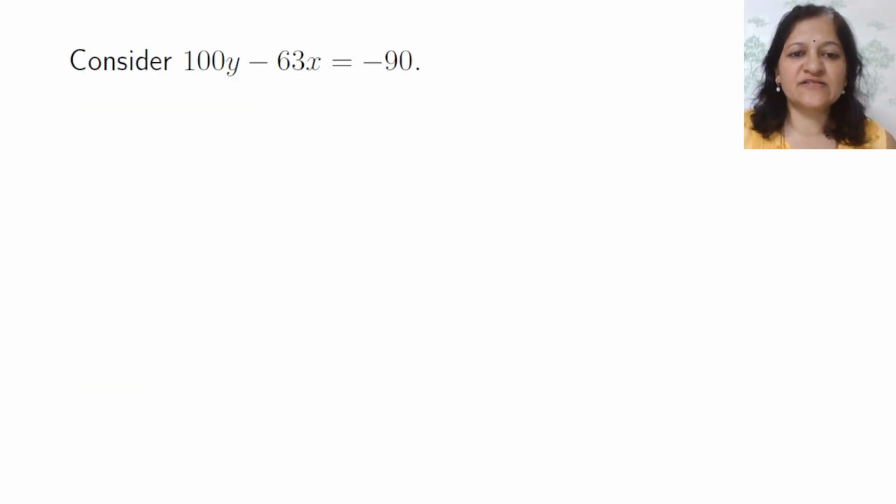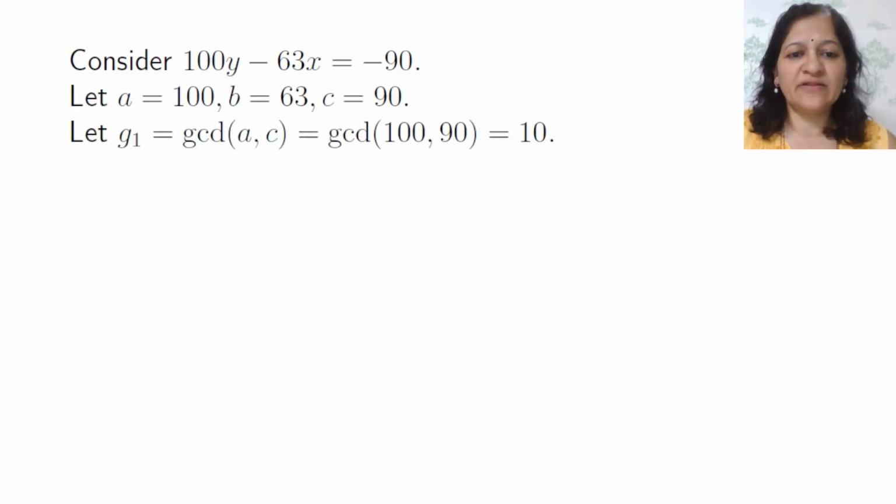Let us discuss one example where we can reduce the coefficients of the original equation. Consider 100y minus 63x equal to minus 90. Now there is no common factor between 100 and 63, but there is a common factor between 100 and 90, and the GCD of 100 and 90 is 10. So we can reduce the coefficients of the original equation so that it is easy to solve the equation.